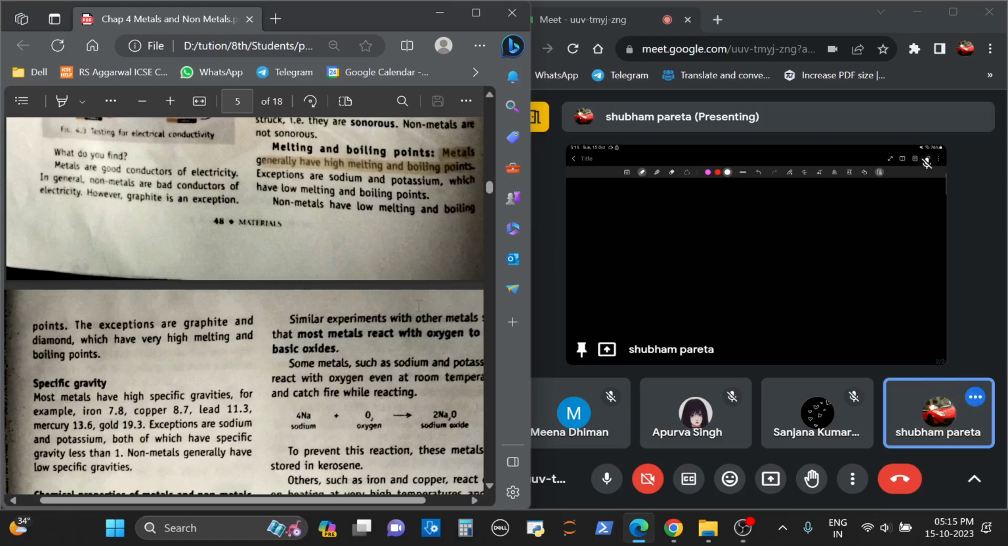They are very active towards fire also. They are very aggressive, or you can say they catch fire very easily when they come in contact with the air. Just a minute.